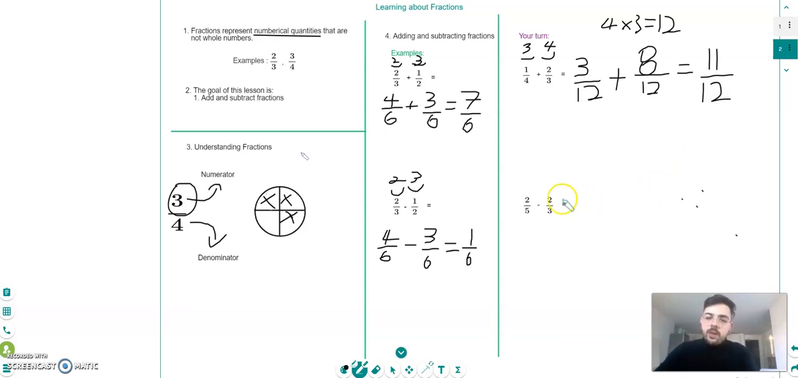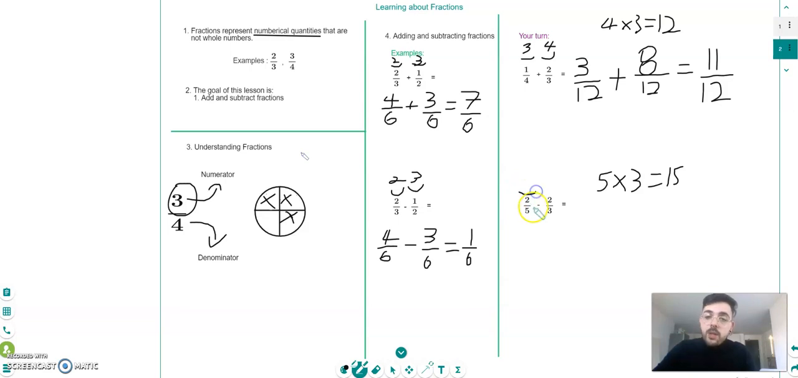Okay. In the second case here, we have 2/5 minus 2/3. In this case, again, we're going to find the common denominator, and one way of doing that, as I said, is multiplying them together. So 5 times 3 is 15. Got some dots here, let's get rid of these. Okay, so 5 times 3 is 15.